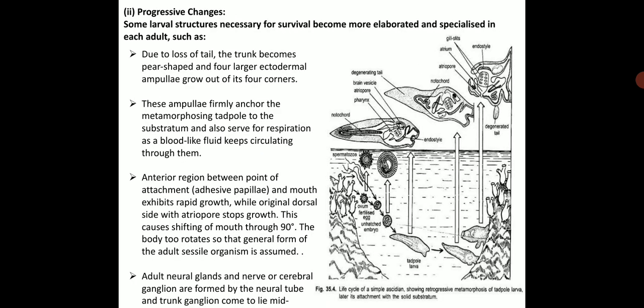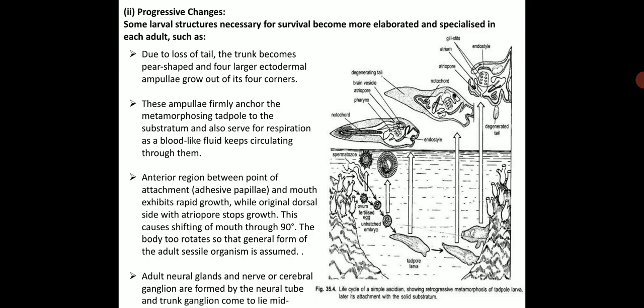Second one, that is progressive changes. Some larval structures are necessary for survival. They become more elaborated and specialized in the adult. Such as, due to the loss of tail, the trunk becomes pear-shaped and four larger ectodermal ampullae grow out of its four corners. These ampullae firmly anchor the metamorphosing tadpole to the substratum and also serve for respiration as the blood-like fluid keeps circulating through them.